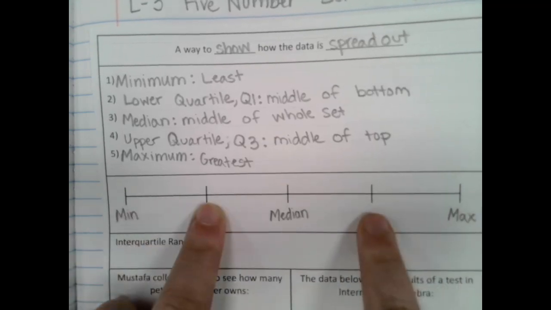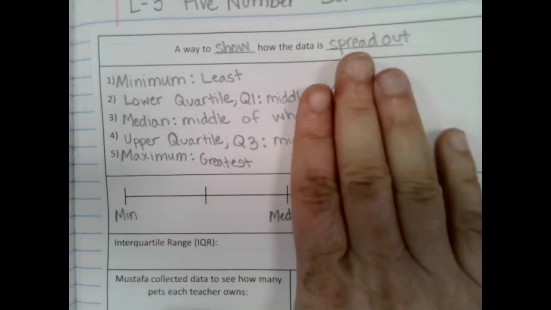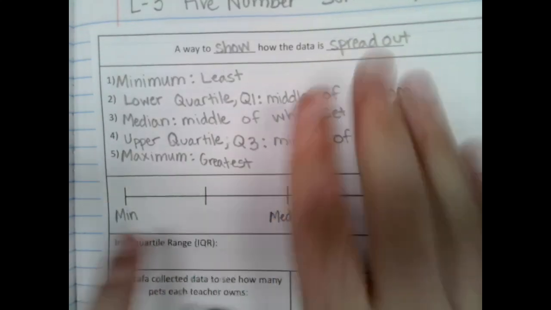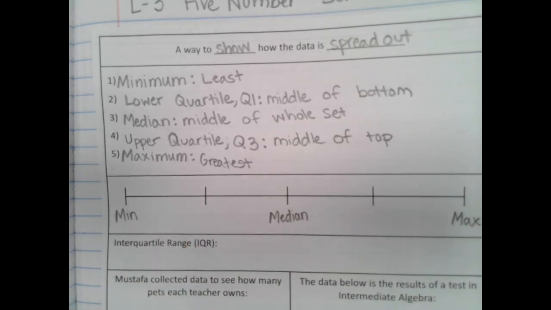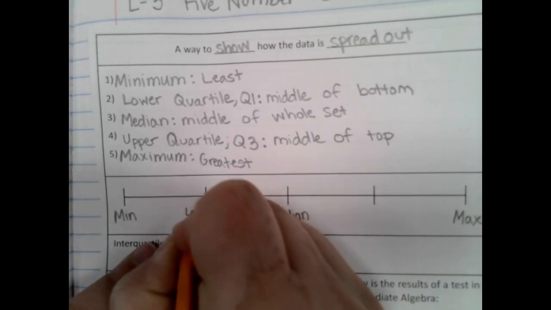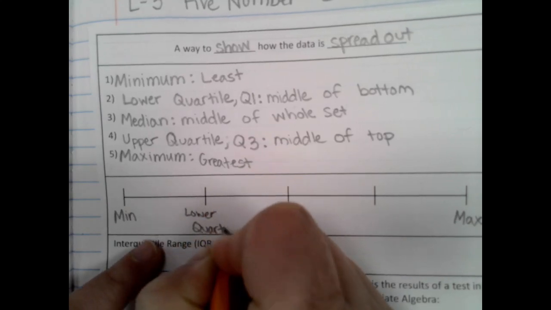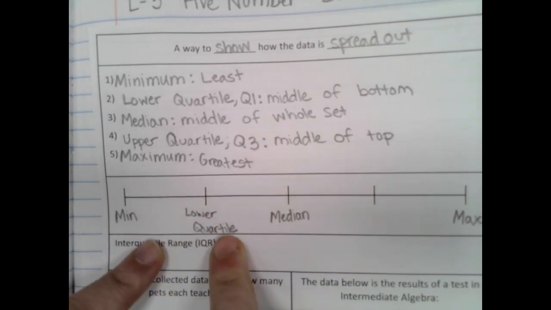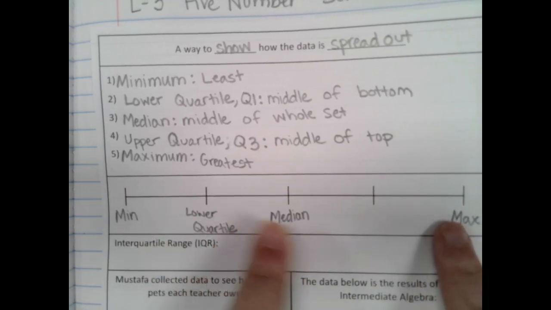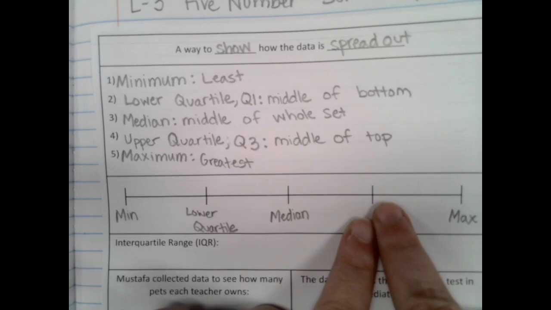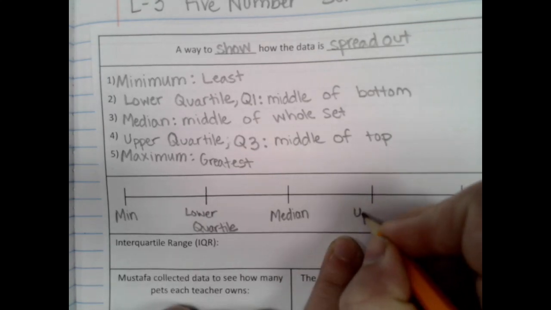Okay, that's our middle. And then as we work from minimum to median, we're now looking only at the bottom part. Minimum to median, we're going to find the middle of that. That'll be quartile 1, or the lower quartile. And then in between median and maximum, that middle is going to be the upper quartile.